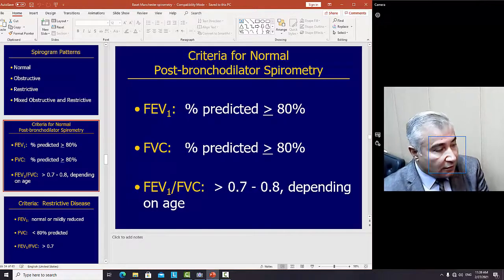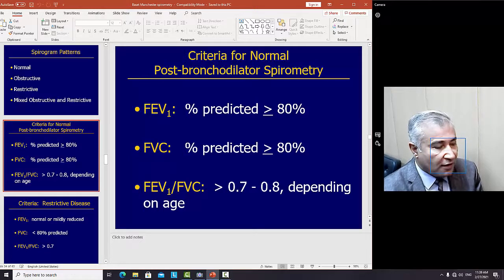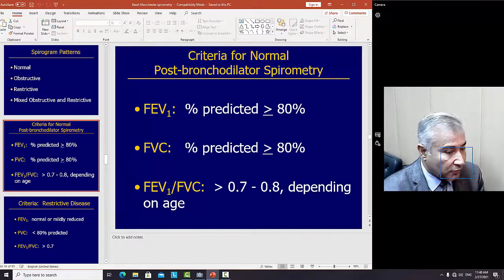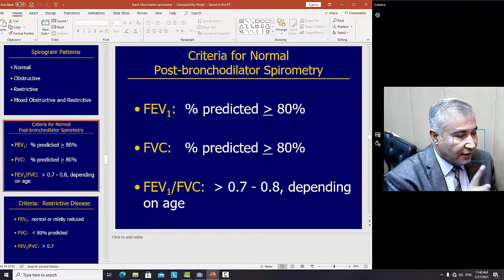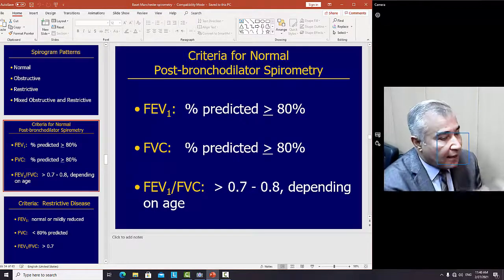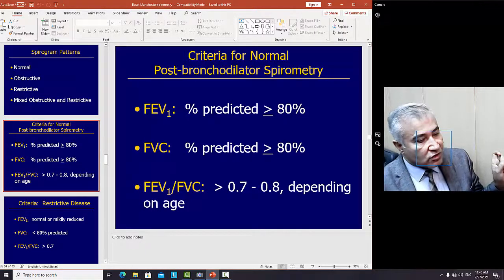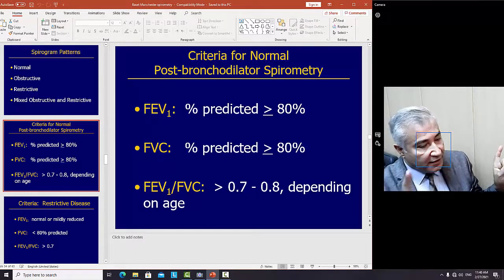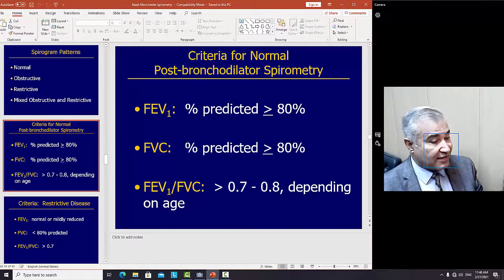If the FEV1 ratio is below 0.7, it is either obstruction or mixed. If forced vital capacity is below 80 and FEV1 is below 80, so with all 3 indices below, 0.7, 80, 80, it is a mixed pattern, obstruction and restriction. So now we have diagnosed 2 patterns simply. 3 indices up, normal. 3 indices below the normal values, it is mixed.